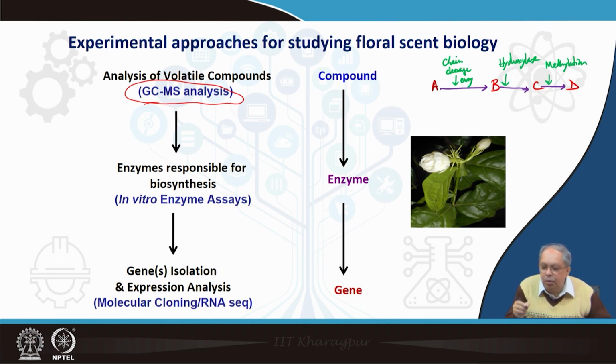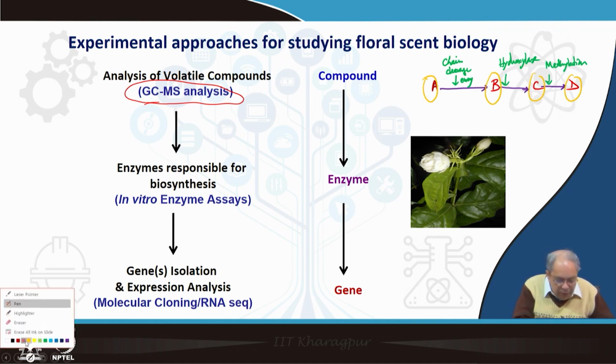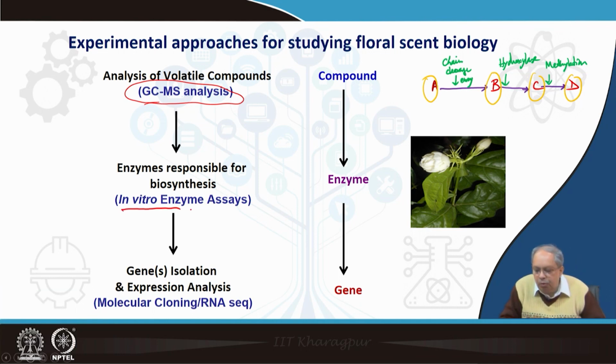Once we know that, you can get these synthetic compounds, and then carry out an in vitro enzyme assay. In vitro enzyme assay means you take a test tube, add compound A, which is the substrate for the cleavage enzyme, make a protein preparation from the floral tissue, and carry out the reaction in the test tube to see whether the crude enzyme, which includes the chain cleavage enzyme as well, makes B from A. If it is successful, then it is fine.